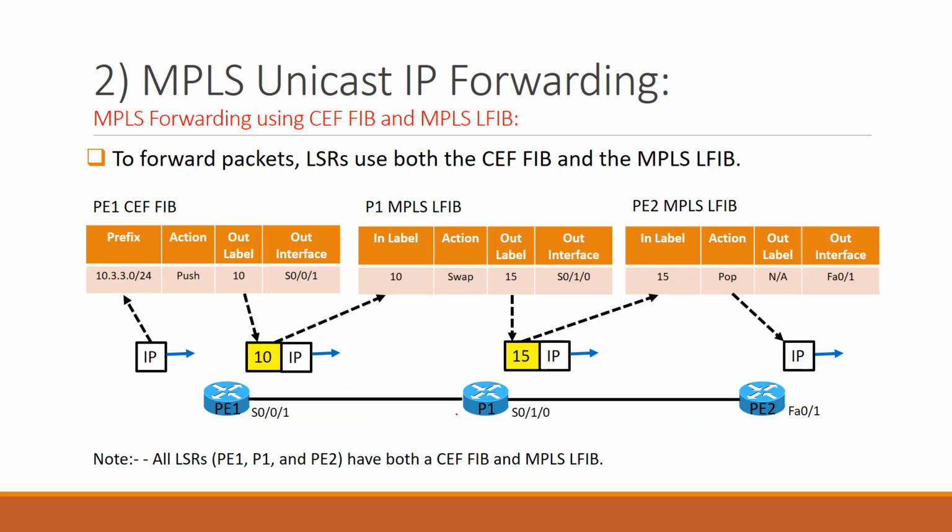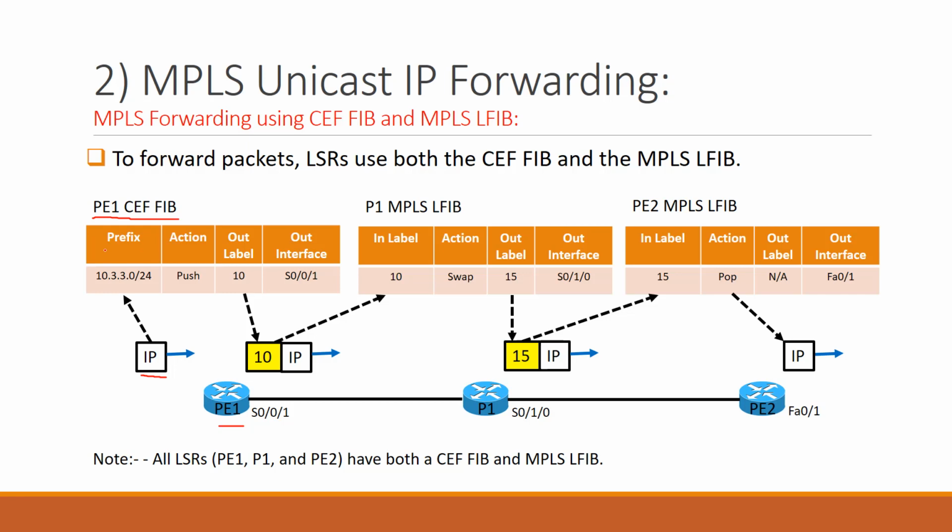So let's see how the forwarding process works with MPLS. From the previous topology, CE1 sent an unlabeled packet to provider edge 1. So how will PE1 react? It received an unlabeled IP packet. Once it receives an unlabeled IP packet, it will check the CEF FIB that resides inside PE1.